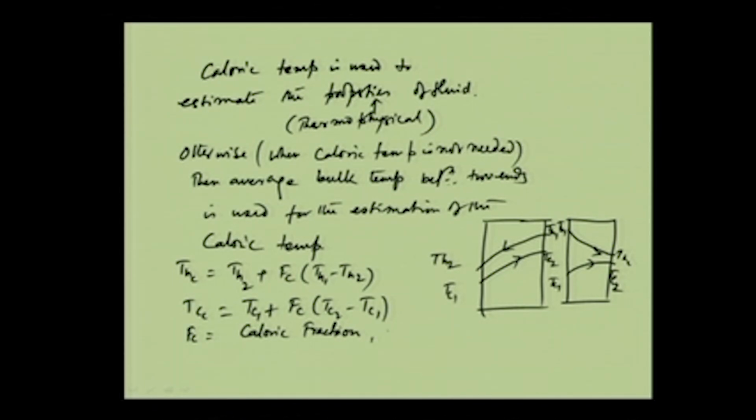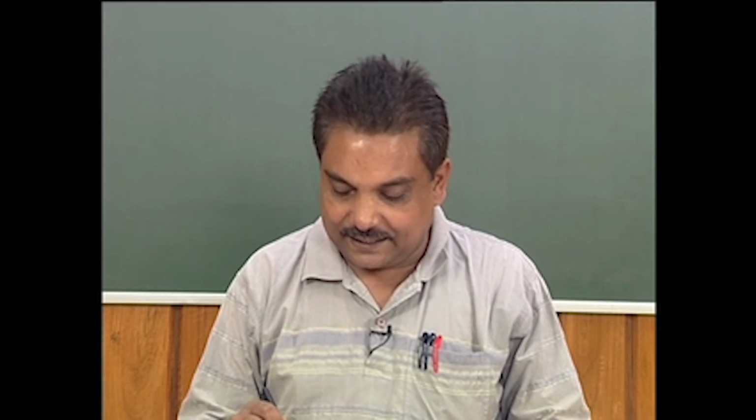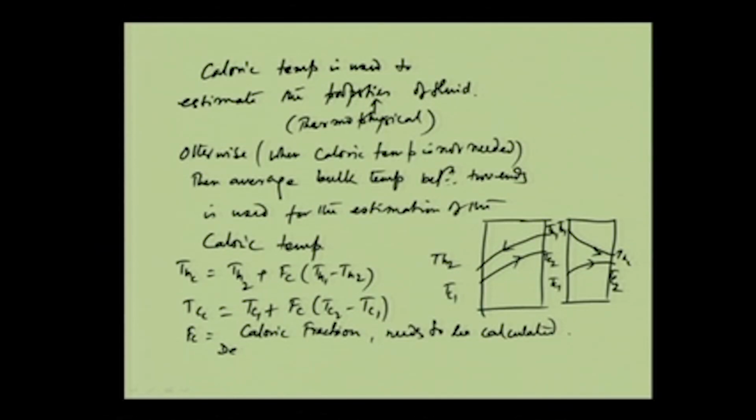and that needs to be calculated. So, then we will get T H C and T C C, these are the caloric temperatures of the hot fluid and the cold fluid, and the details are available in the book of Kern.